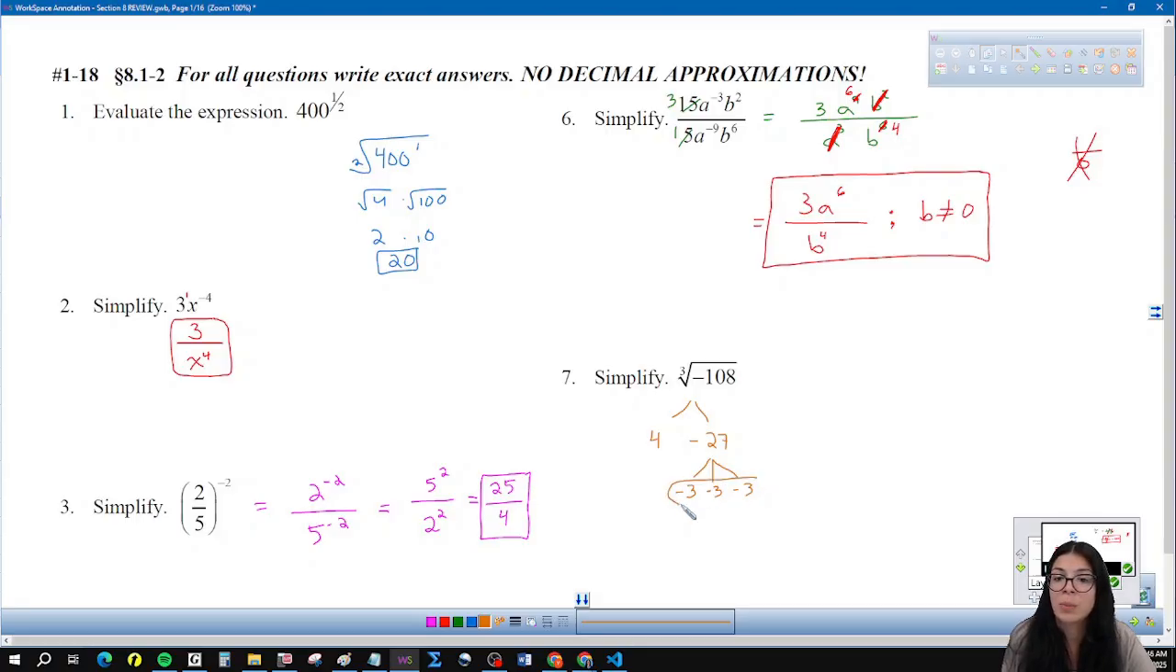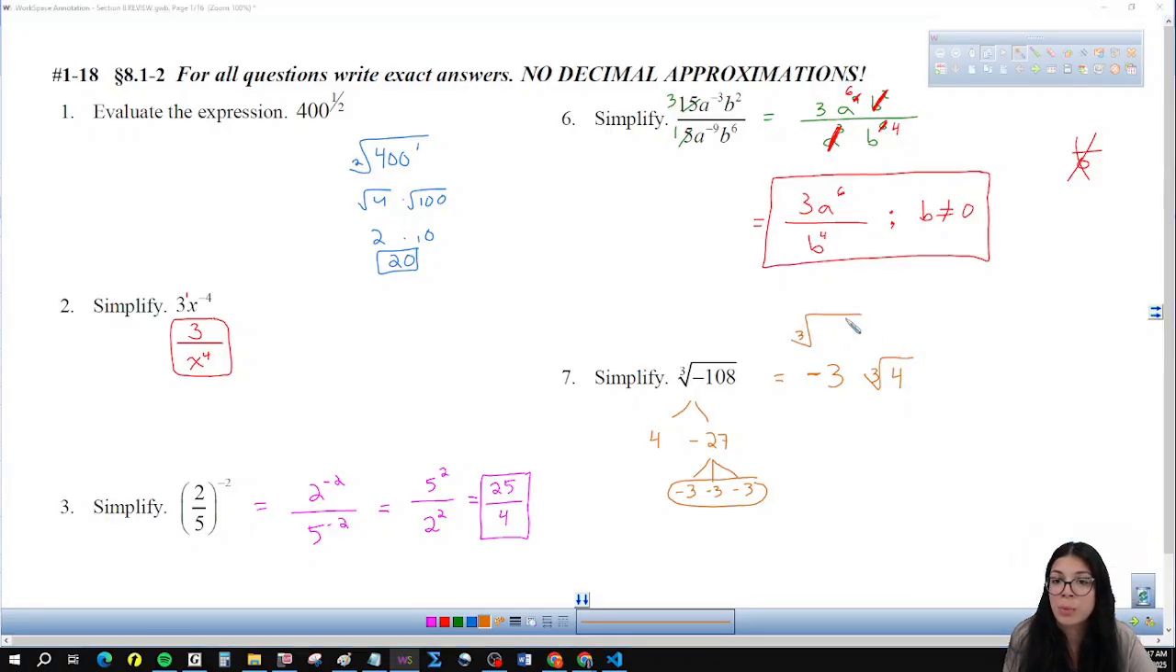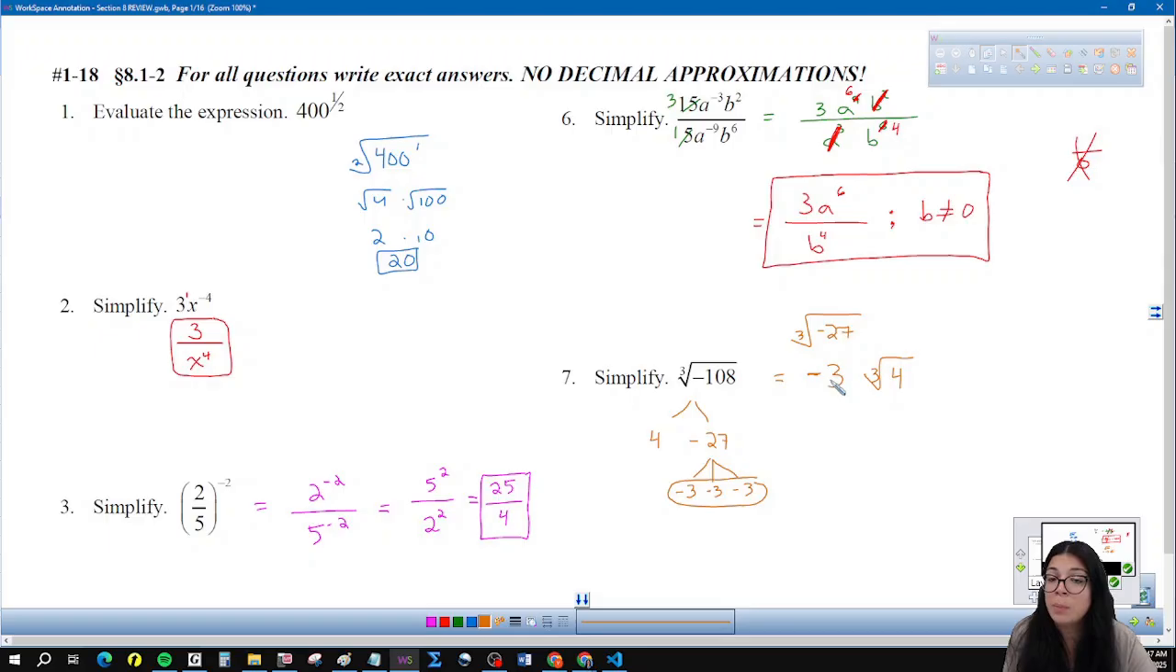And since this is a cube root, these 3 copies of the same number, that number goes out of the cube root. So we have just a regular negative 3 multiplied by the cube root of 4. Again, that's because the cube root of negative 27 would be negative 3. And of course, the cube root of 4, since 4 is not a perfect cube, it just stays the cube root of 4. So this would be the simplest form for that radical. All right.